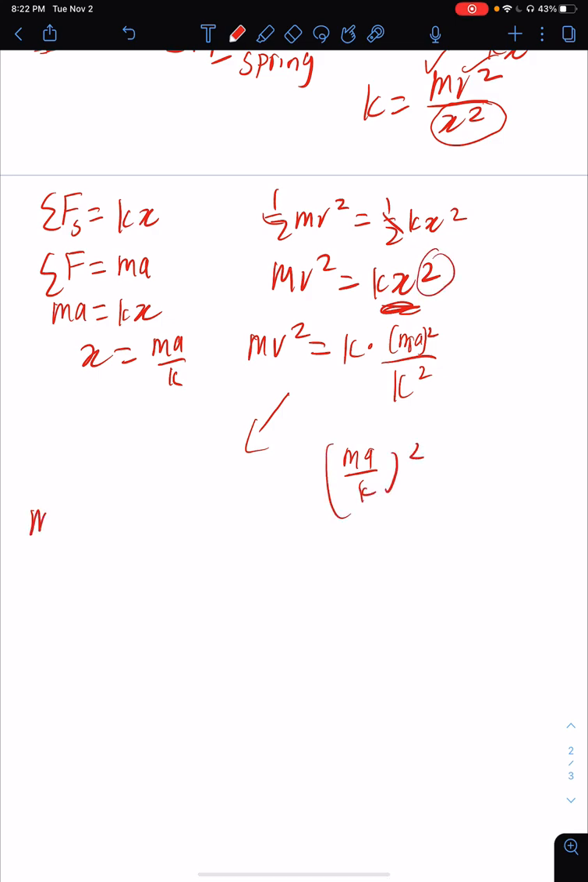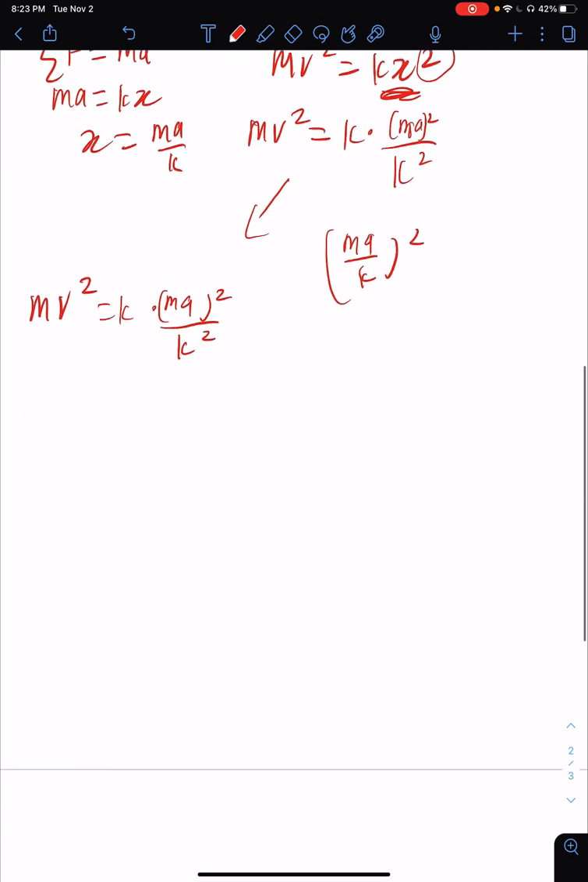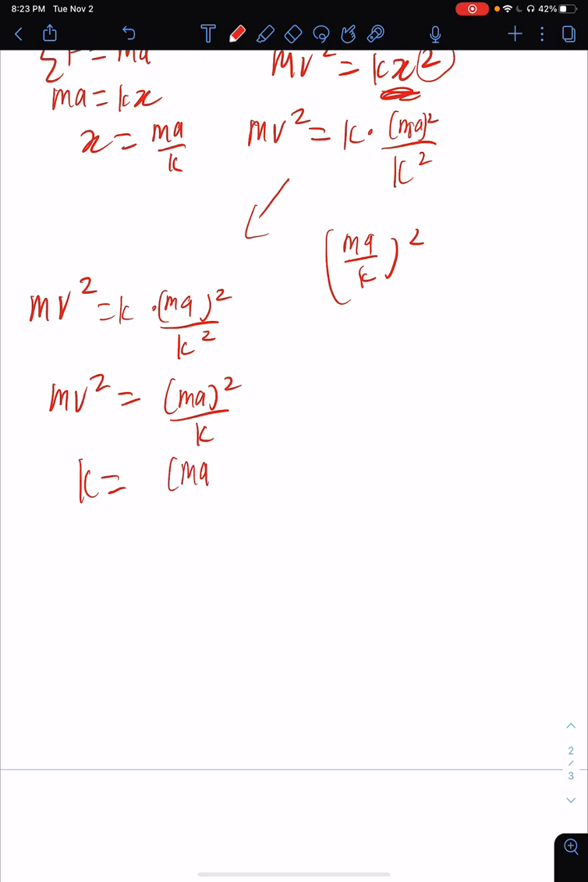All right, let's write that again. mv squared is going to be equal to k times ma squared over k squared. Now this simplifies to mv squared is going to be equal to ma squared over k. Cross multiply, you're going to get k is going to be equal to ma squared over mv squared. Now we have both of these values. Now we can start substituting in, all right?